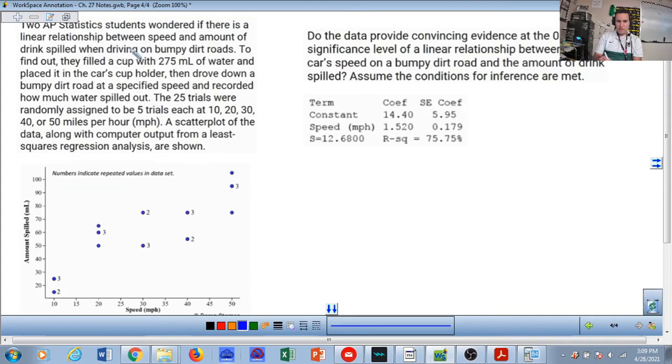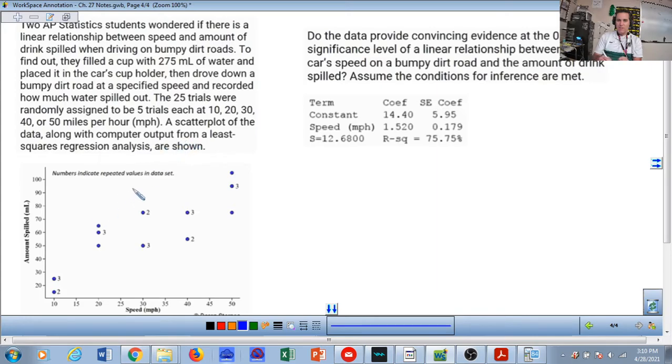So two AP Stats students wondered if there was a linear relationship between the speed you drive and how much drink you spill when driving on bumpy, dirty roads. To find out, they filled a cup of water, placed it in the cup holder, drove down a bumpy road at different speeds, and recorded how much water spilled out. They did 25 trials, 5 trials at each speed. So you see they did 5 trials at each speed.